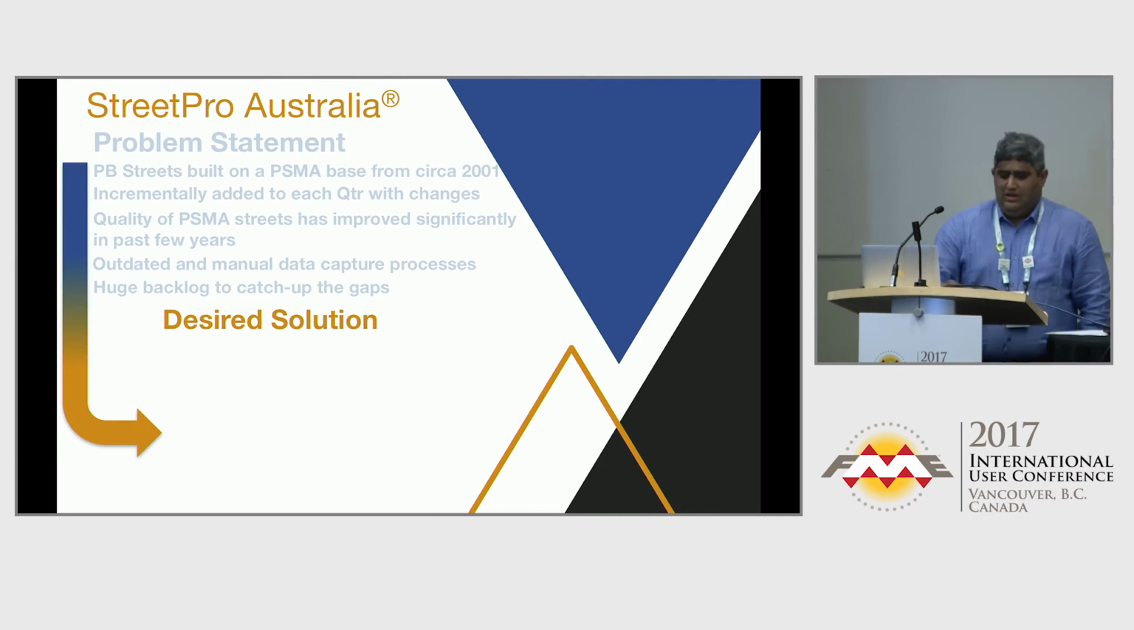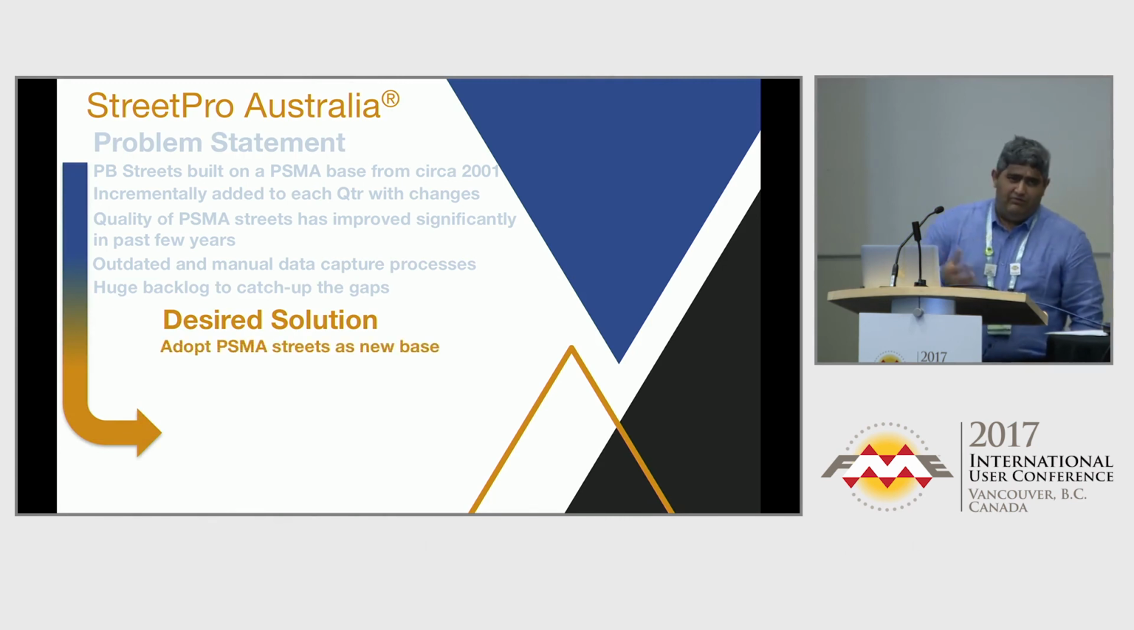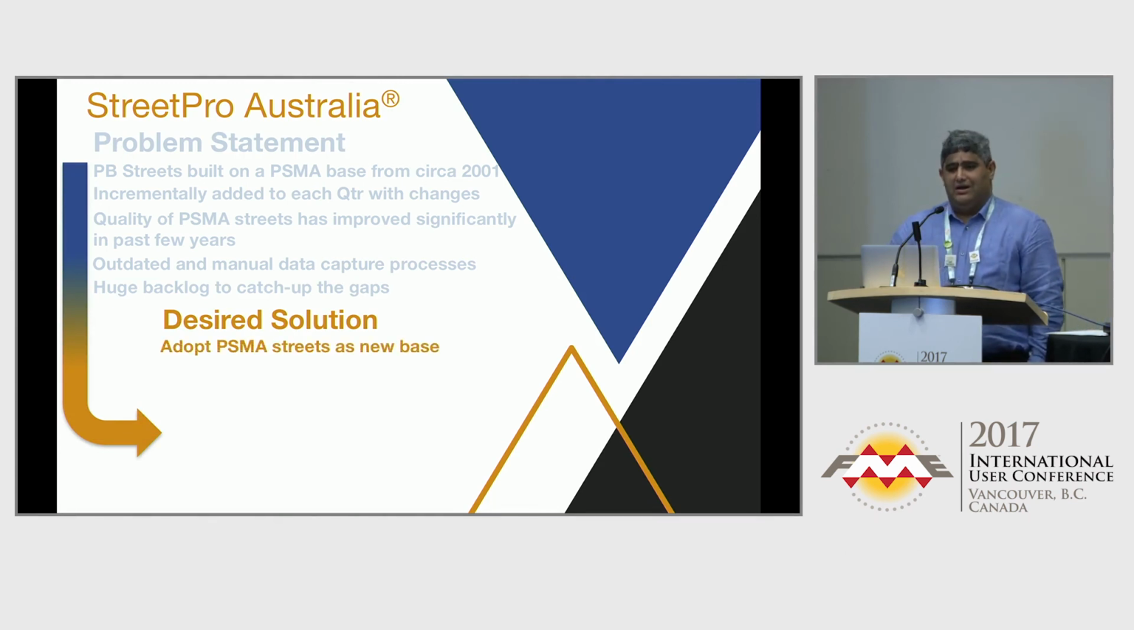So when we were looking at this problem, we did a comparative analysis between PSMA data and the PitneyHarris version of the streets. And we found some interesting differences between these two data sets. We discovered that the quality of PSMA streets has improved vastly, but it was mostly in terms of geometry and positional accuracy of the streets.